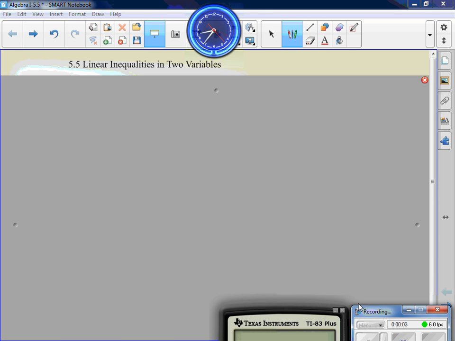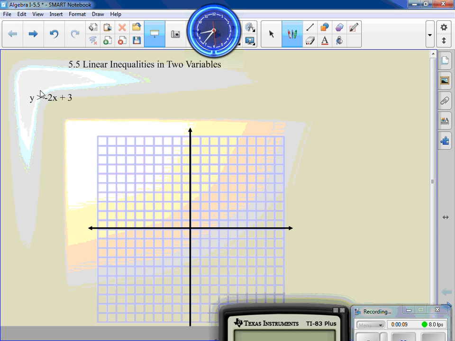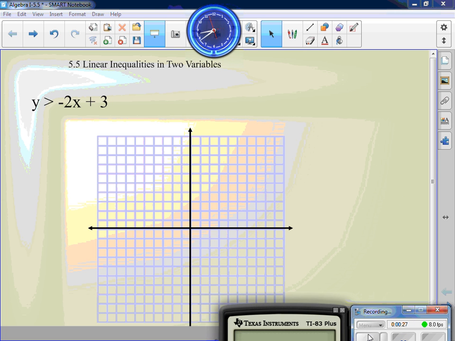Today's lesson is 5.5, linear inequalities in two variables. This section is going to be strictly a graph section, so it's not going to be notes in your notebooks. I'm going to hand out graph paper, but what we're going to do first is graph y is greater than negative 2x plus 3.